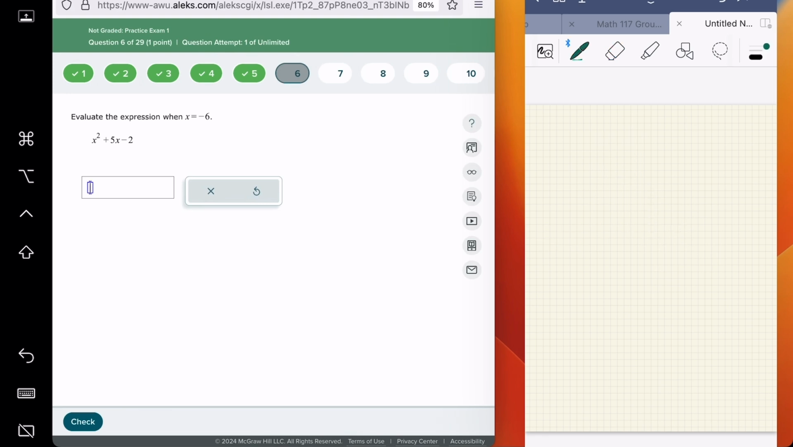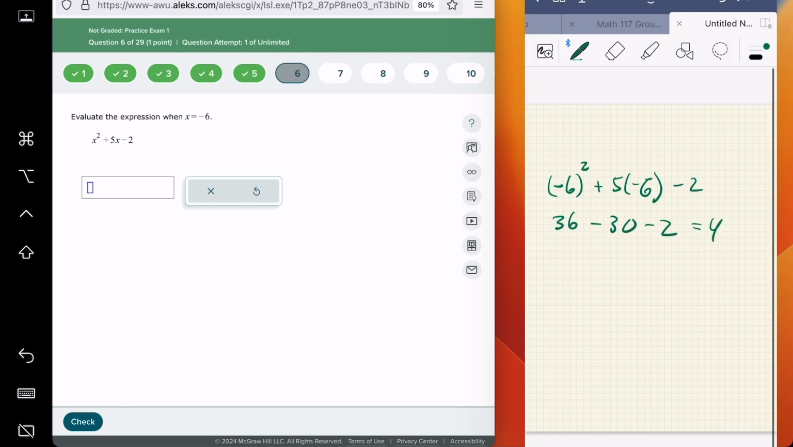All right, evaluate the expression when x is equal to negative 6. So that just means we plug in negative 6 for x. Okay, so x gets squared. x gets multiplied by 5. And then we subtract 2. So what is this? That's 36 minus 30 minus 2. If you add it all up, you get 4. So there we go. Great.